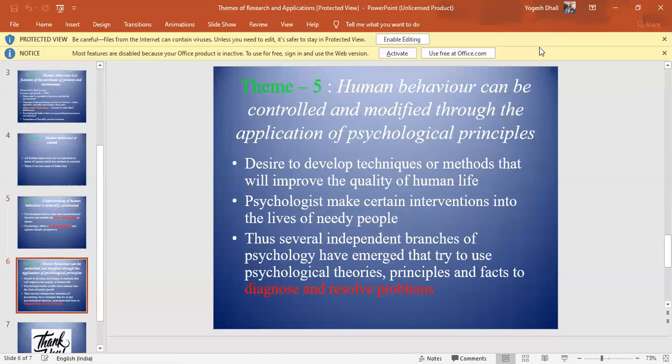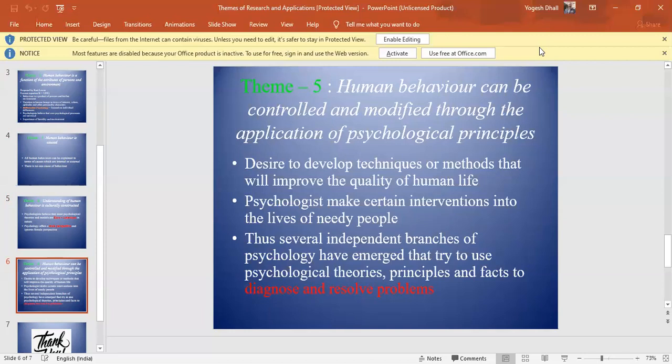Next is theme number 5. Human behavior can be controlled and modified through the application of psychological principles. Means human behavior can be controlled and also changed through the application of principles of psychology. So the question here arises, why? Why is there a need to change behavior?